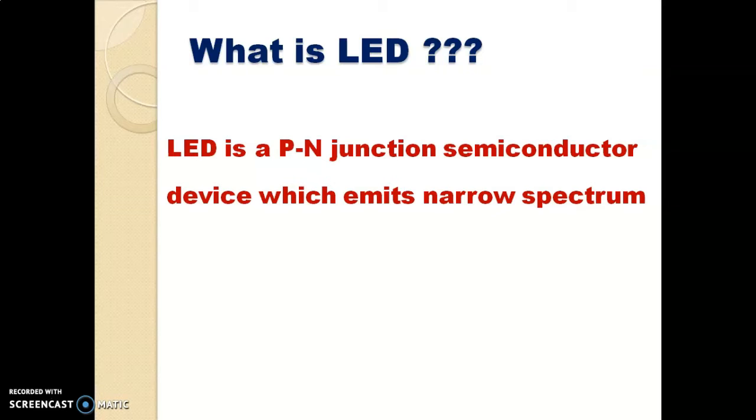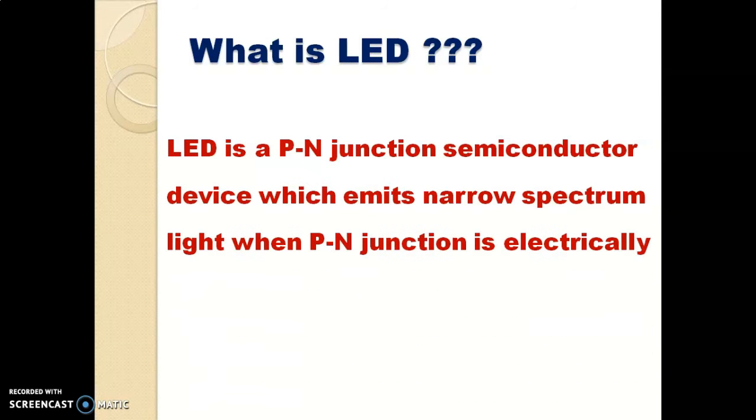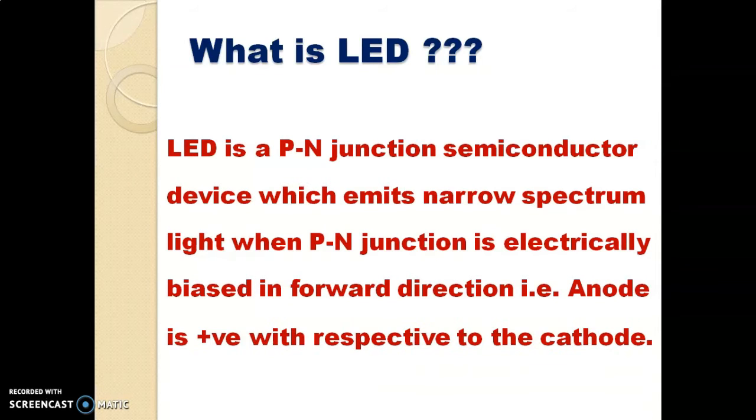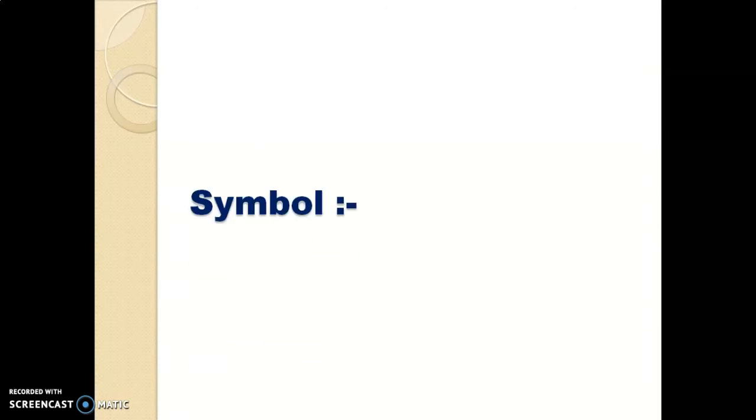LED is a p-n junction semiconductor device which emits narrow spectrum light when the p-n junction is electrically biased in the forward direction. Forward direction means anode is positive and cathode is negative.